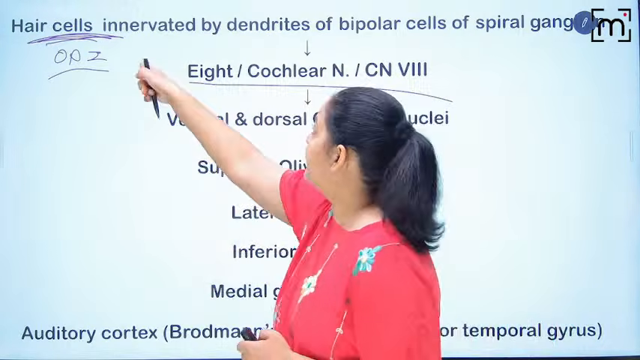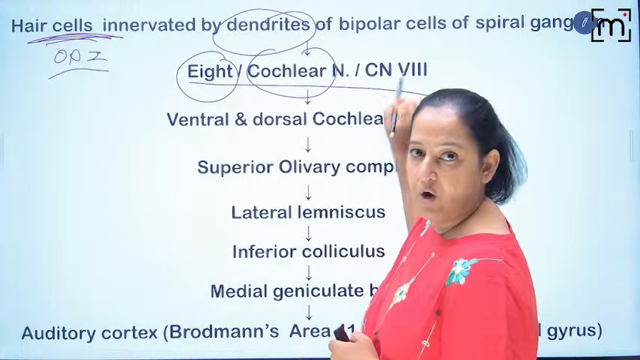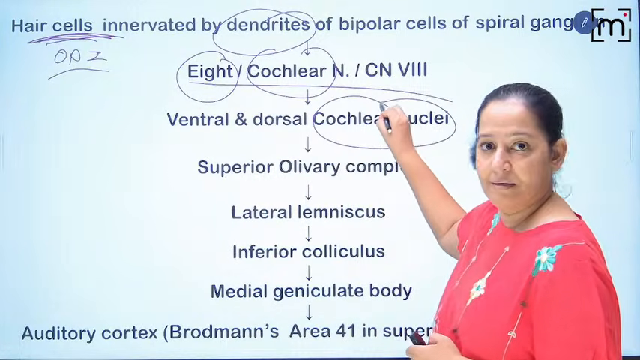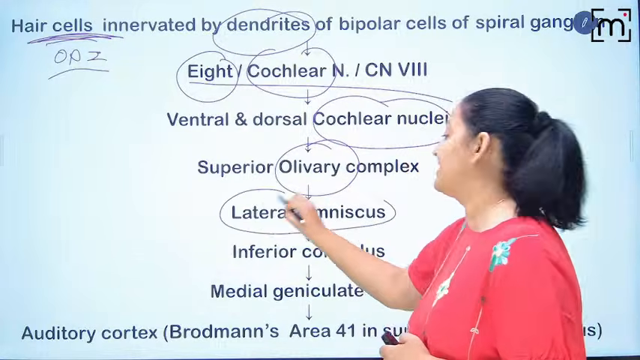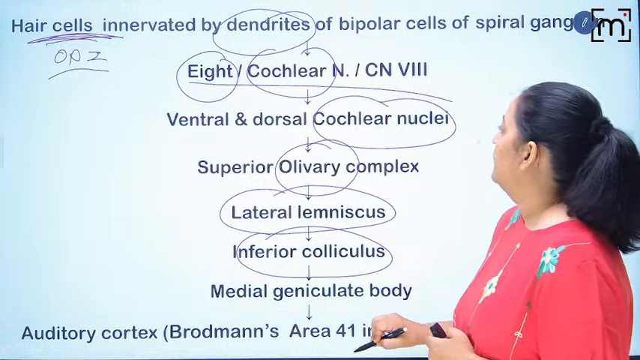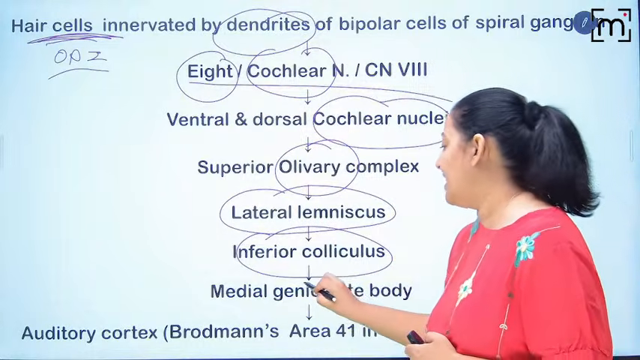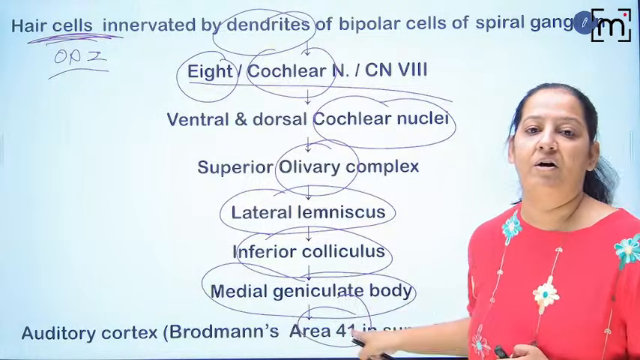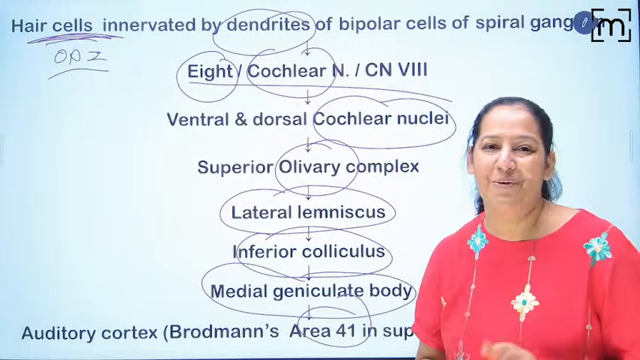Neural pathway. So the dendrites of the hair cell form the eighth nerve, the cochlear nerve, whatever you say. Now, it will go to the cochlear nucleus. Then it will go to the olivary complex, the superior olivary complex. Then it will go to the lateral lemniscus. Then it will go to the inferior colliculus. Then the medial geniculate body, and finally area 41 of the brain, the Brodmann area 41. That is the auditory cortex. Ma'am, how to learn that? Don't worry, I have a very easy mnemonic.